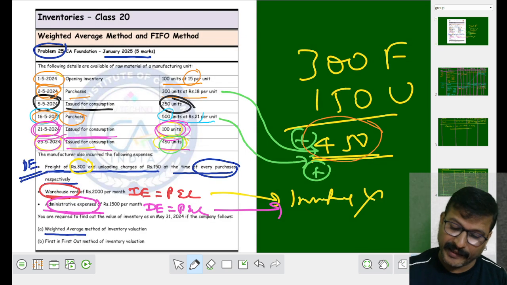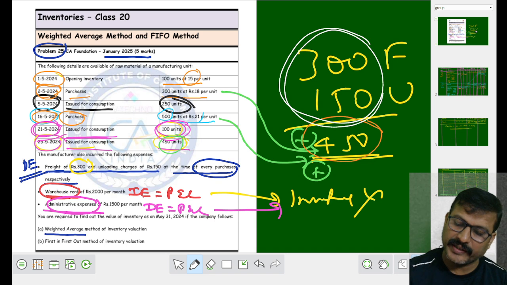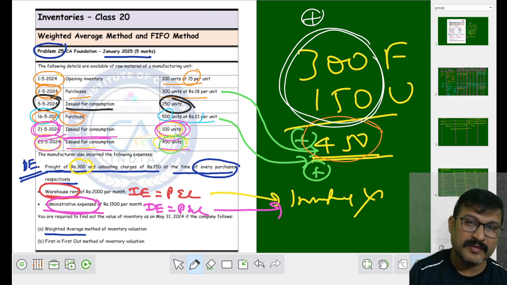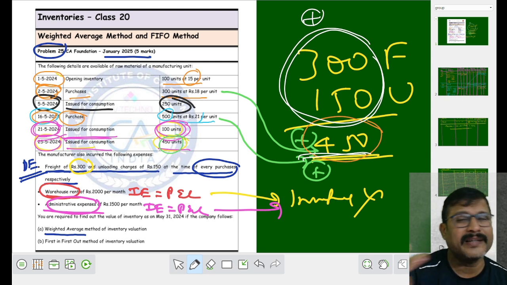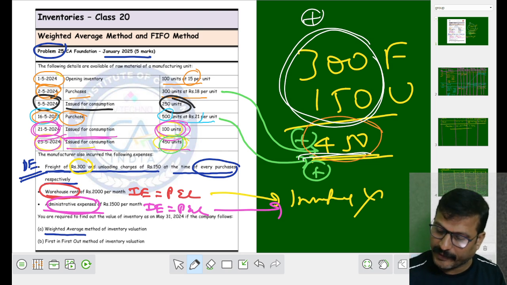Please, my dear students, remember this: freight and unloading charges are to be added to the purchases. Whenever you purchase, for that purchase we have to add the 450 rupees and your purchase rate will undergo a change. This is how we have to work out a solution, my dear students.